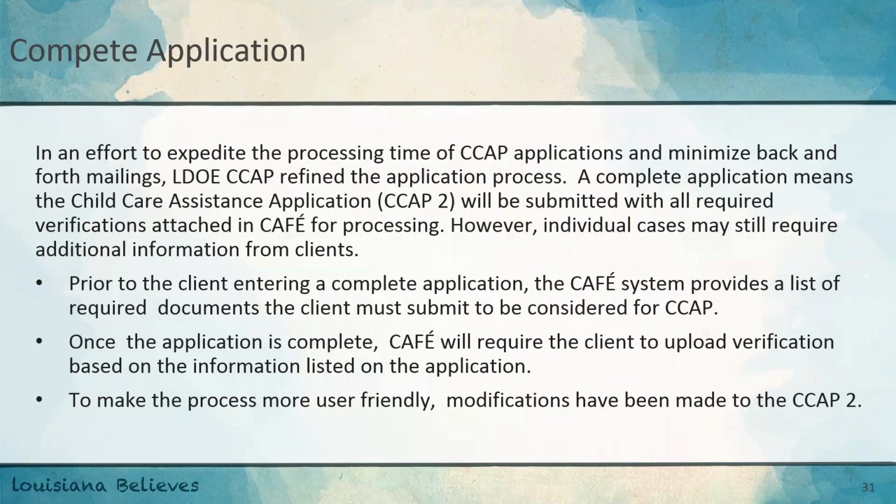After receiving feedback from numerous clients, providers, and stakeholders in reference to processing time and making an eligibility determination, CCAP implemented the complete application process. This allowed processing time to be dramatically shortened and more families given the opportunity to receive the subsidy. The complete application means the application and all necessary documents are submitted all at one time.